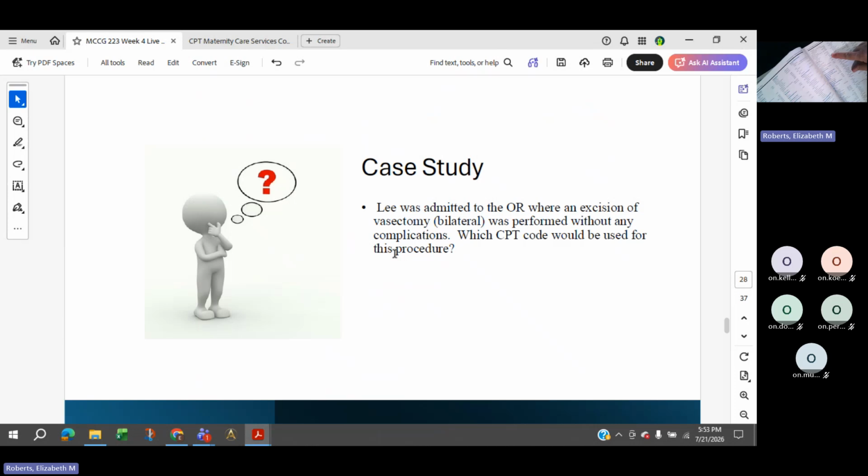So vasectomy is on page 1337. We have a couple of different options. Laser vaporization. We're not doing a reversal. It's not transurethral. It's none of this other stuff. So I'm just going to look at this default code, 55250.